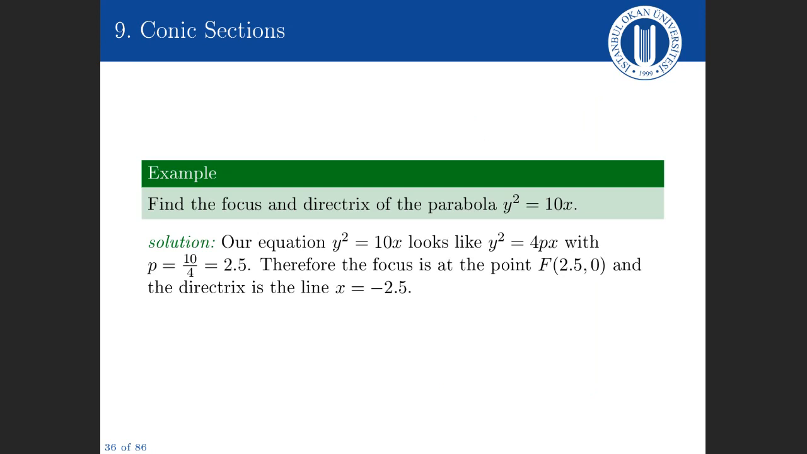Okay, let's do an example. Find the focus and the directrix of the parabola y squared is equal to 10x. Our equation y squared is equal to 10x looks like one of the equations on the previous slides. It looks like y squared is equal to 4px. What is p then? p must be 2.5. So 4 multiplied by 2.5 gives 10. After we know p, and after we know which type of parabola we have, we can say that the focus must be at the point (2.5, 0), and the directrix must be the line x is equal to minus 2.5.